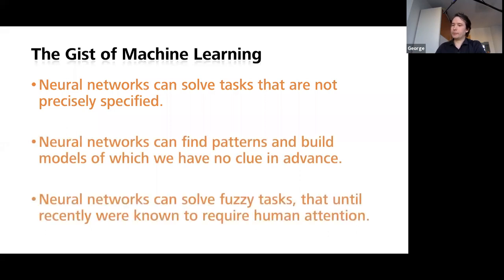And neural networks can also solve fuzzy tasks that until now required human attention, such as speech recognition, recognizing written numbers, or facial recognition, something where you can't simply measure width and height and then get some result out of it. You don't even know what to look at, and neural networks are pretty good at it, especially recently.